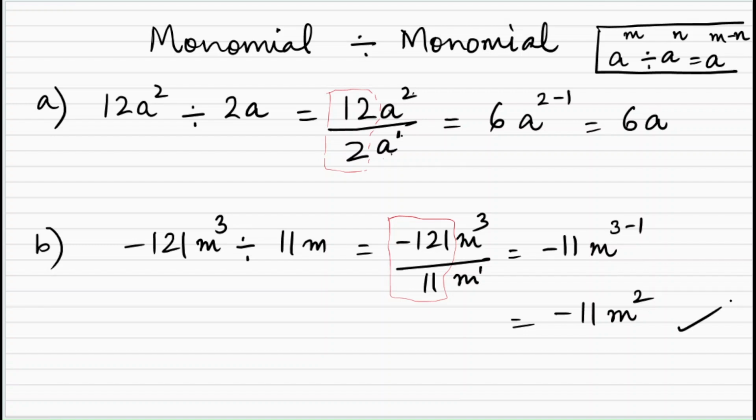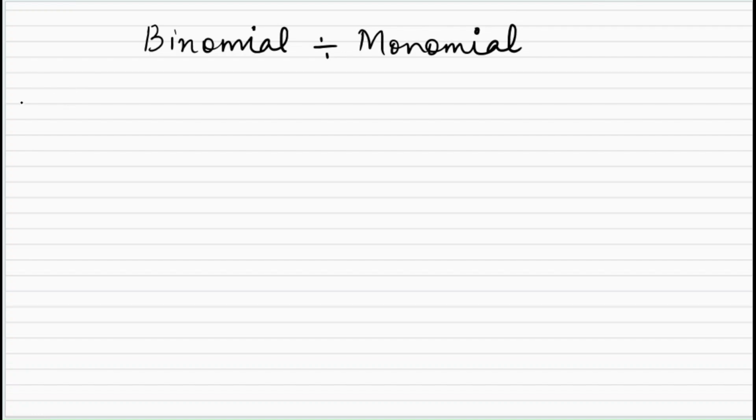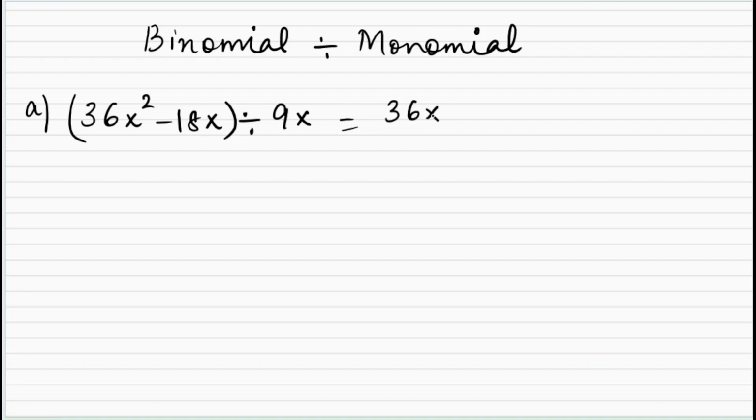So this happens when we are dividing a monomial term with another monomial. Next category is when we are dividing a binomial with a monomial. First example is 36x square minus 18x. Is it a binomial? Yes. And now we are dividing it with 9x. 9x is a monomial. Let's write it like this: 36x square minus 18x divided by 9x. Let's separate the terms as we did before.